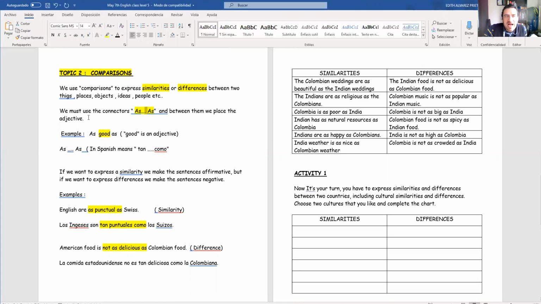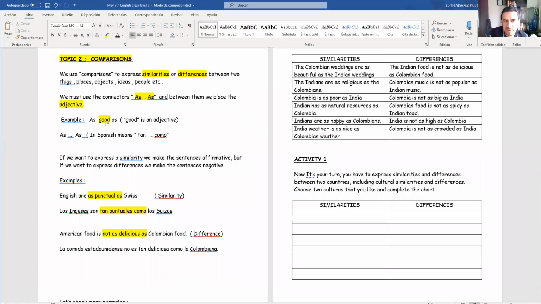¿Ok? Entonces vamos a utilizar, we use the connector, vamos a usar estos conectores as, con los comparisons, and between this, we place an adjective. ¿Ok? Example, entonces tenemos as, el adjetivo good, as, así es se forma, ¿listo? Good is an adjective. Entonces, as good as, ¿ok? As bad as, big as, tall as, short as, etc. Con todos los adjetivos, as nice as, beautiful as, pretty as, handsome as, con todos los adjetivos, ¿listo? ¿Ok? Entonces el adjetivo no va a cambiar, ¿listo? Siempre va a quedar igualito.